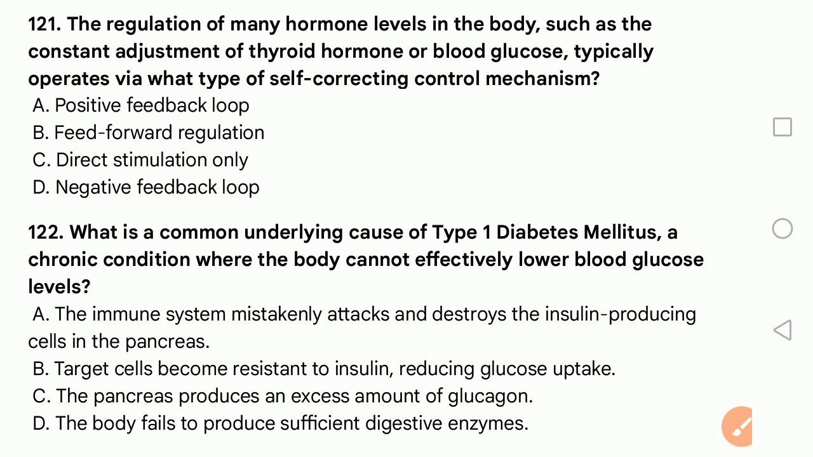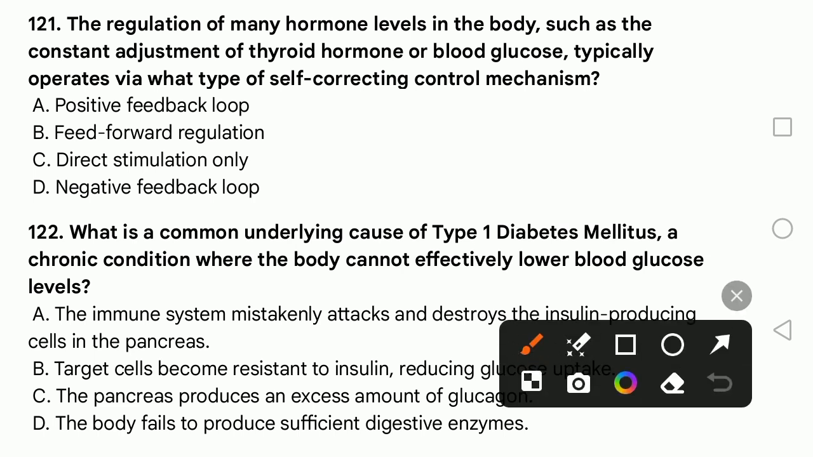The regulation of many hormone levels in the body, such as constant adjustment of thyroid hormone or blood glucose, typically operates via what type of self-correcting control mechanism? That should be negative feedback loop.